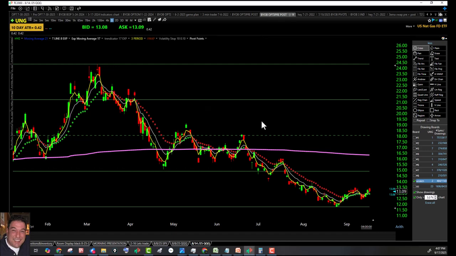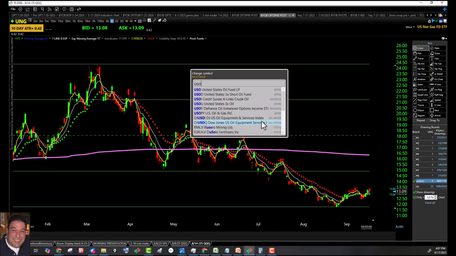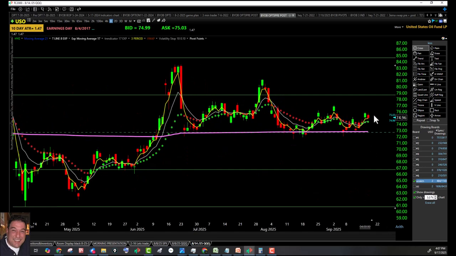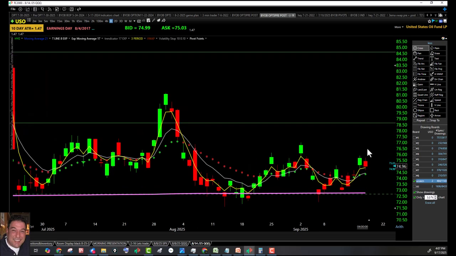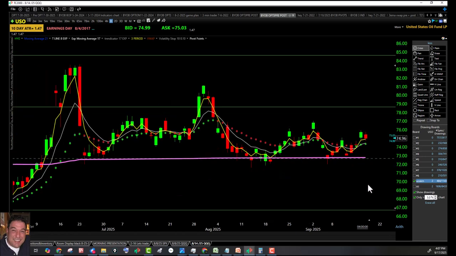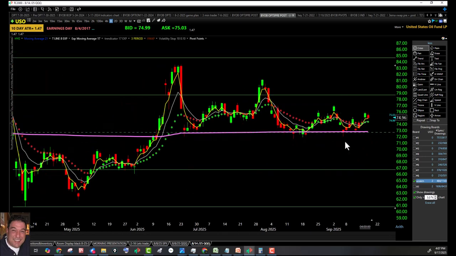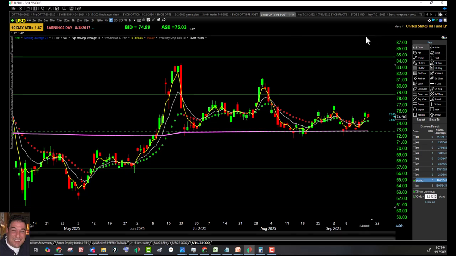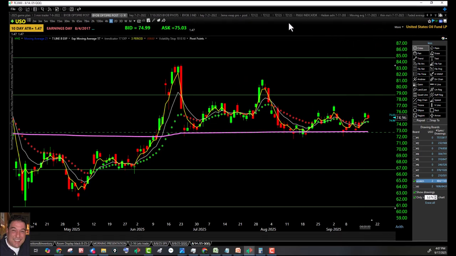So there's UNG. Let's take a look at USO. All right, here's USO, lower high, lower low, closing over a bullish trap over the 17 EMA. USO in an uptrend and just neutral, okay? Not in the upper third, not in the lower third. Let's take a look at our technicals.